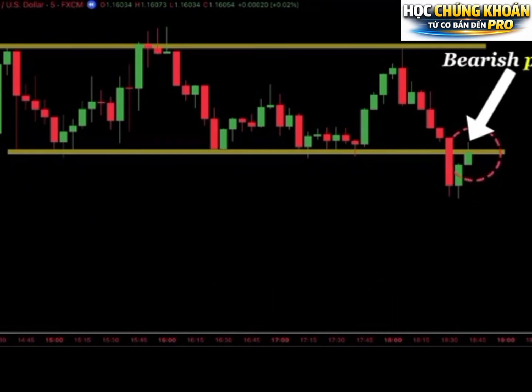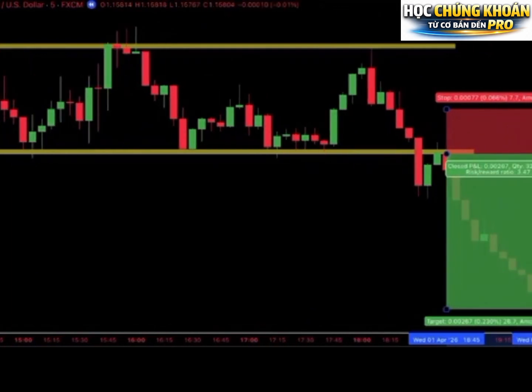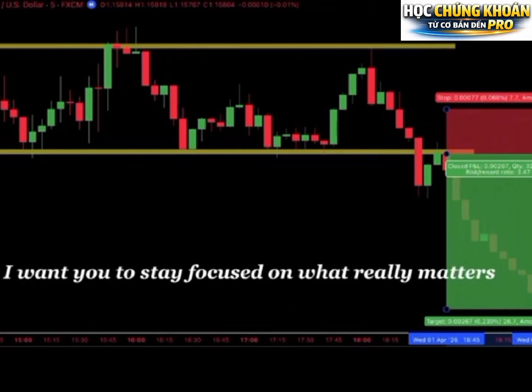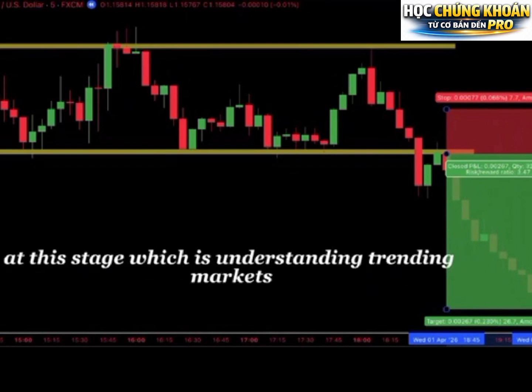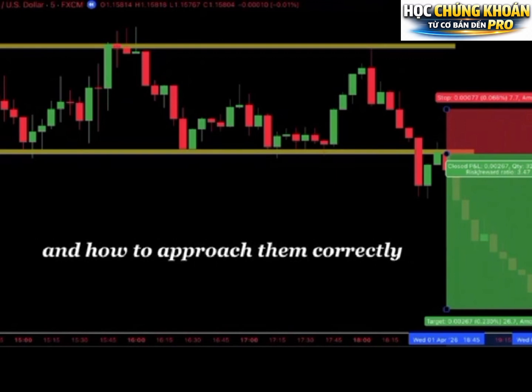Now we execute the trade. We place our entry at the close of the bearish pin bar, set our stop loss above the resistance level to protect our position, and target the next key level on the chart. And as you can see, after entering the trade, the market continues moving downward and reaches the target. For now, I want you to stay focused on what really matters at this stage, which is understanding trending markets, how to trade them, and range-bound markets, and how to approach them correctly.